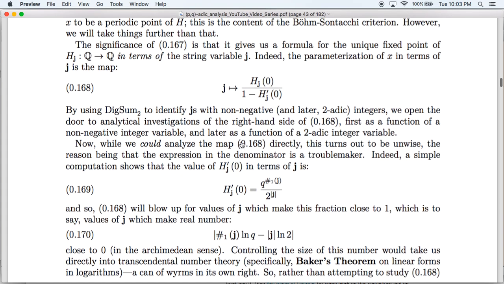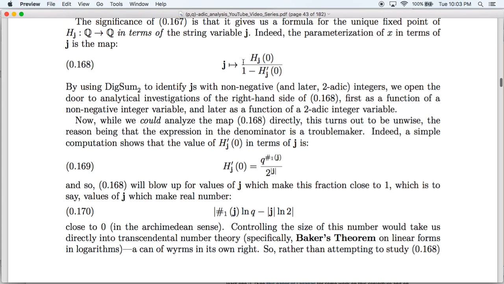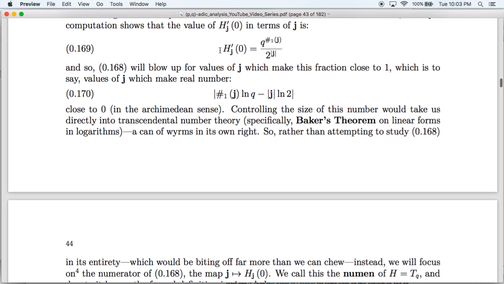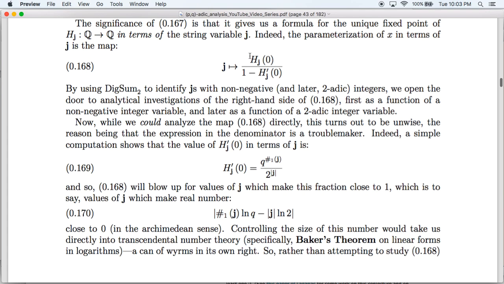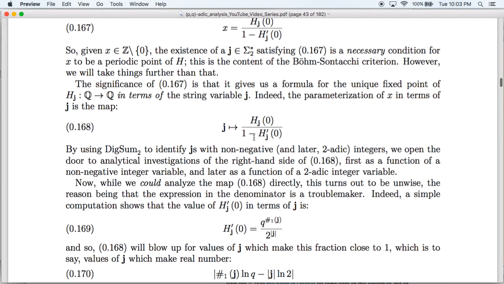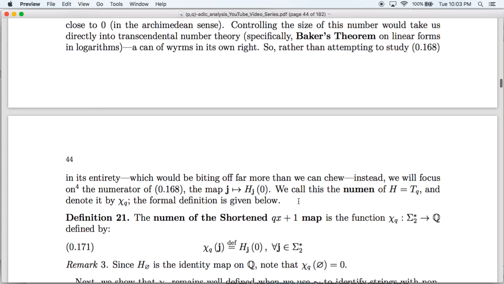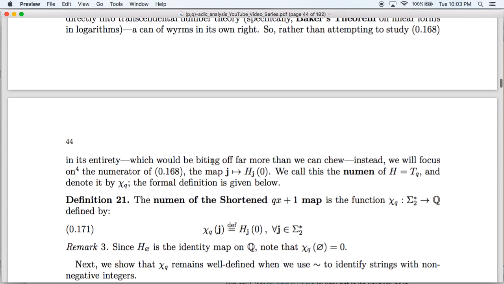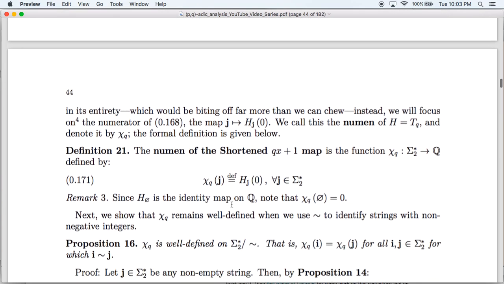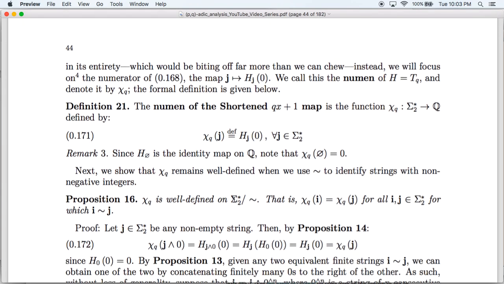So, in attempting to study this, instead of trying to deal with the whole thing, let's just consider the numerator, the function which accepts bold j as an input and outputs the constant term of h bold j. I call this function the numen, and I denote it by chi q, or in this case, chi h. Chi q, chi h. Forgive me for not being consistent. This is what happens when I type things at light speed.